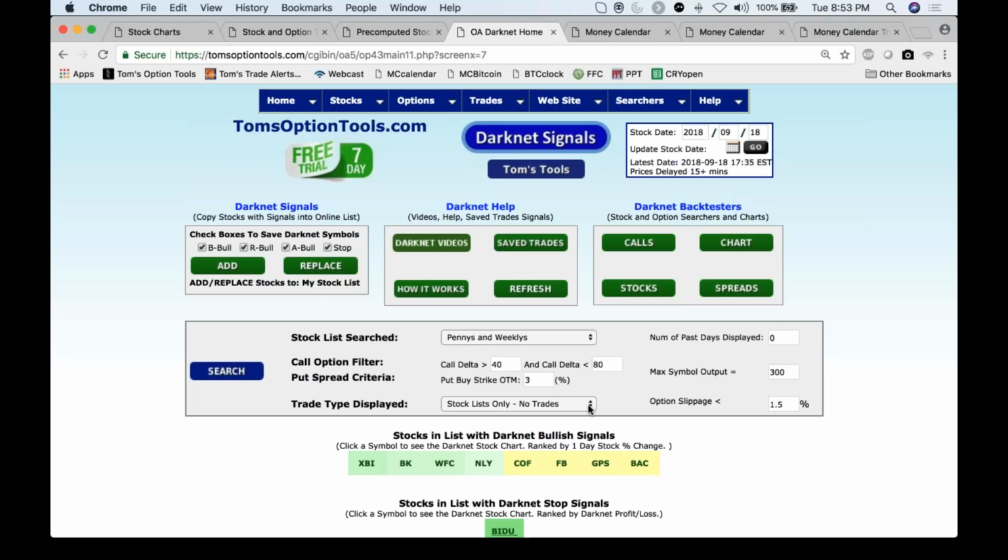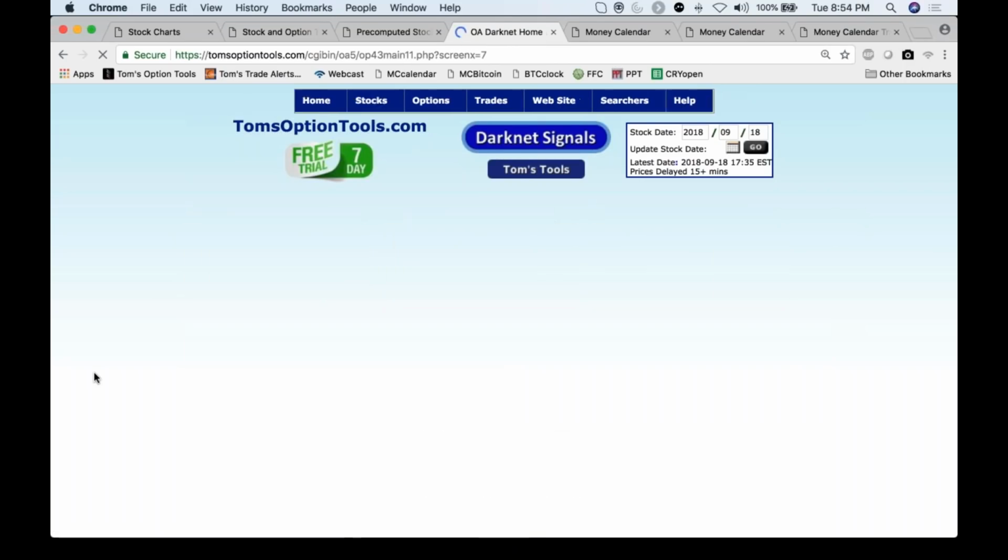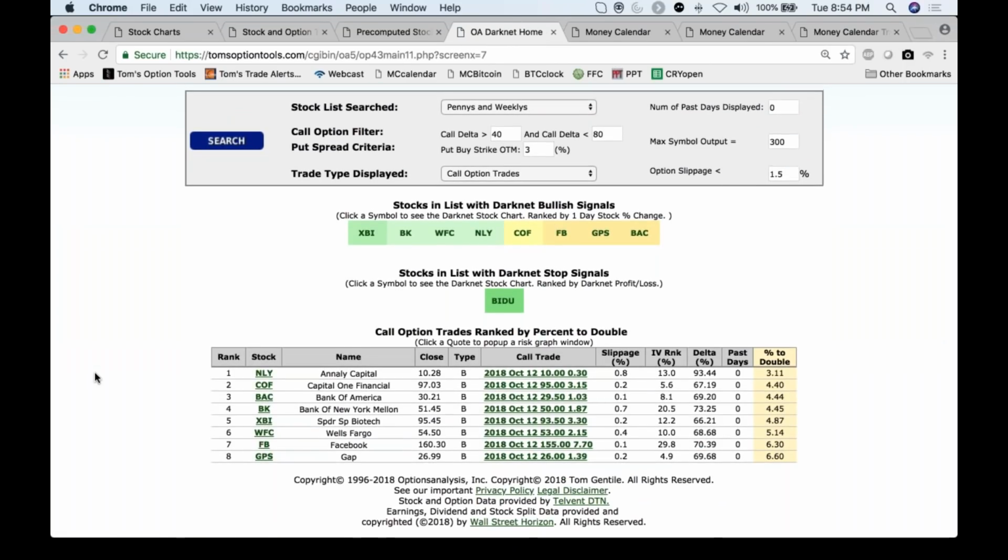Now, if I want to, I can go ahead and say, give me the call option trades on these stocks below. Give me some ideas. So I'm going to do that right now. And here we go. Now, watch with me a moment. We've got Annaly Capital, Capital One Financial, Bank of America, Bank of New York, here's Wells Fargo. So 5 of these 8 stocks are in the banking industry.